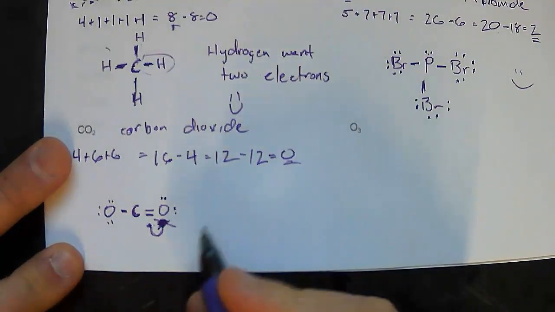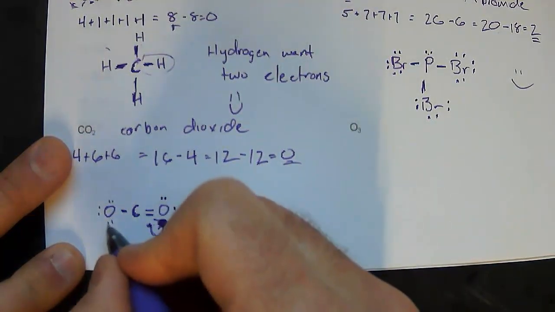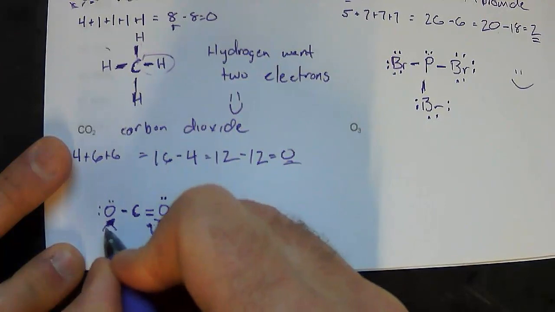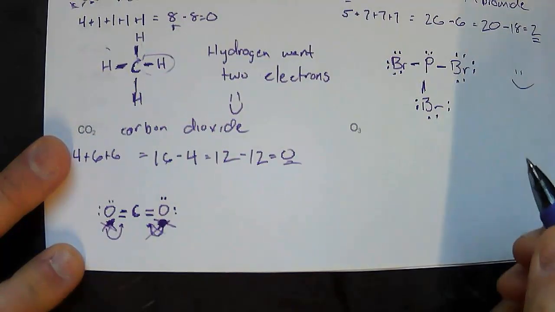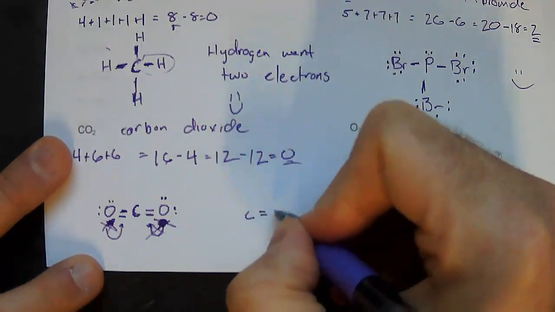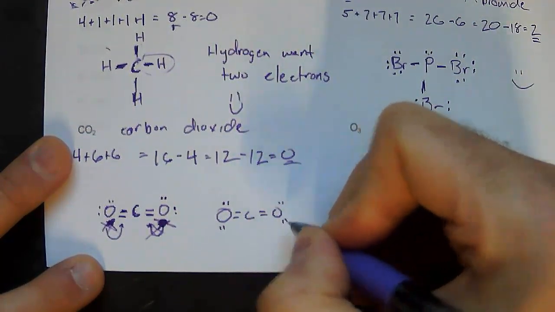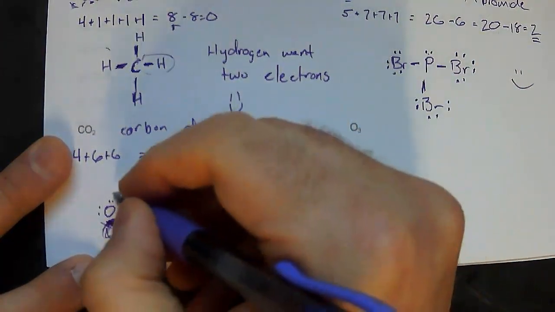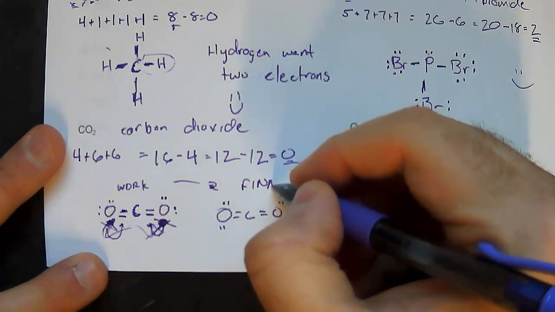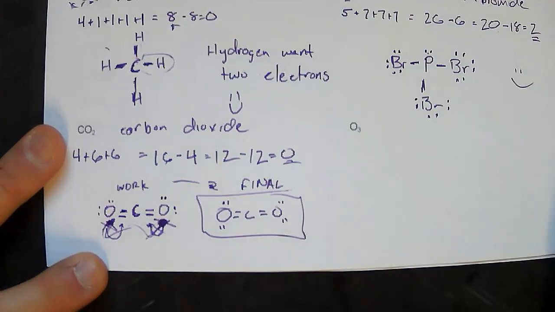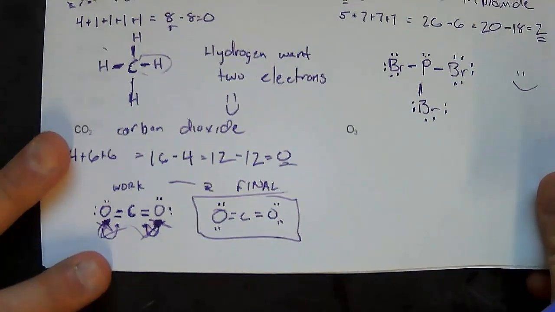Then we do the same thing on the other side, because we have to get up to 8. So we're going to take these 2 and move them in and make a multiple bond here. Now, we don't want to show any of this other stuff, so I'm going to rewrite this structure without the drawing. This is kind of like the work, and this is our final structure. It makes it better if you show it without all the drawings on it.